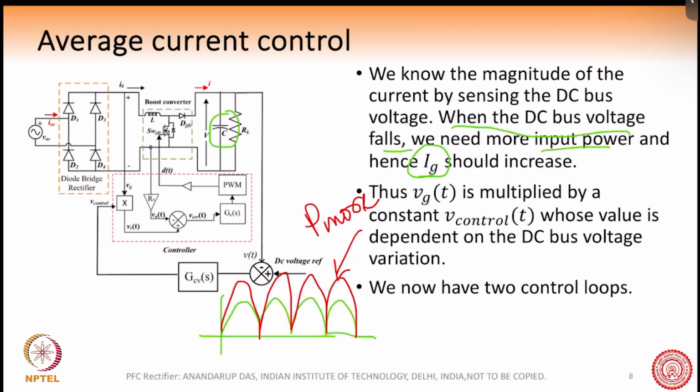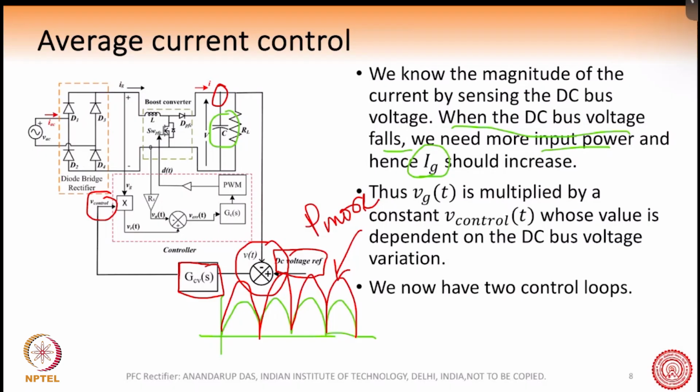Okay, so therefore, if I monitor this DC bus voltage and see that it is falling or rising, then we can put it into a closed loop control system. You can see this is the DC bus voltage reference, and we have a feedback, and we put it into a GCV like this, and that will give me the V control. So if the DC bus is falling very rapidly, then it will increase, and therefore immediately automatically the current will increase at the input side.